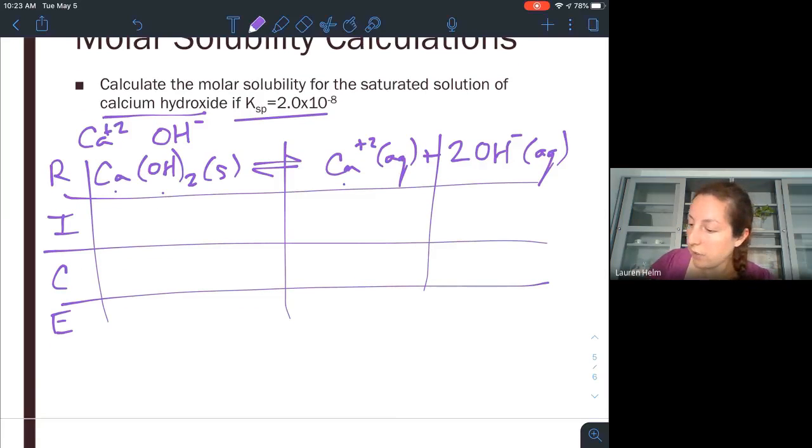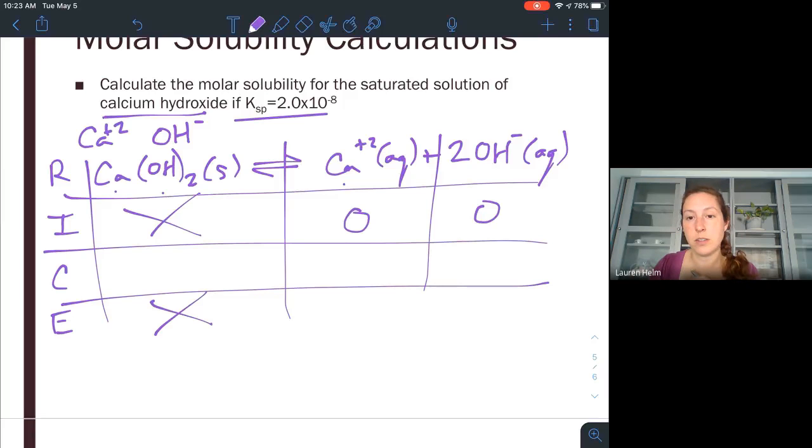So here, again, I don't care what the initial concentration is of our solid, nor do I care about the equilibrium because it's a solid. We know that that doesn't impact. We start out with no dissolved ions, and we end up with dissolved ions at the end. How is this going to change? Well, we don't know yet. That's what we're trying to figure out.